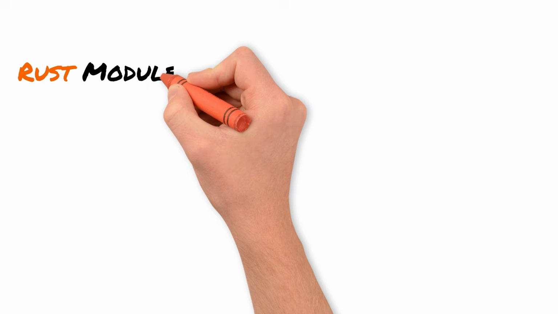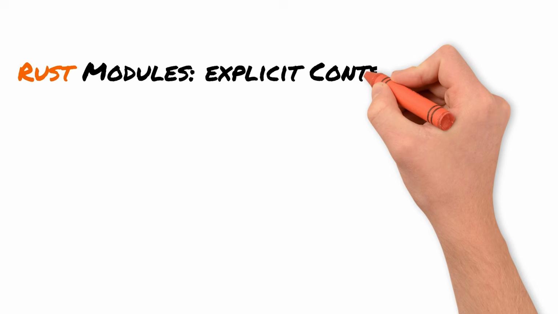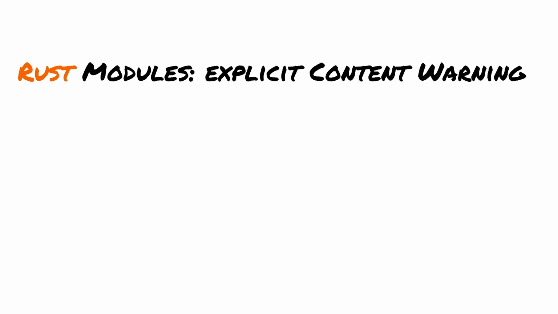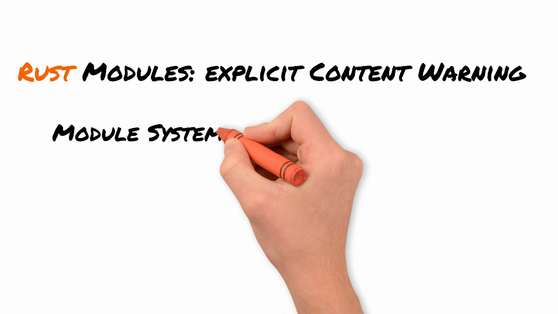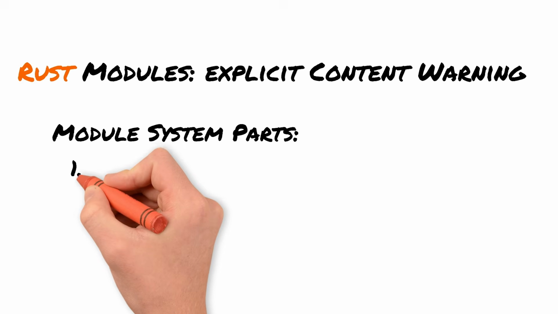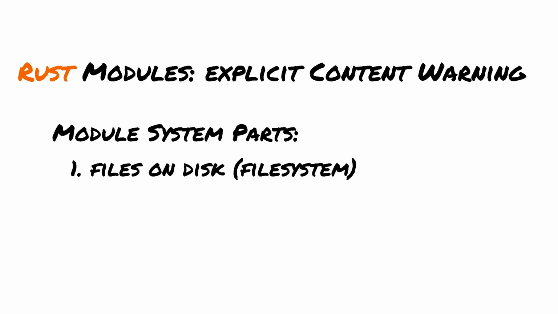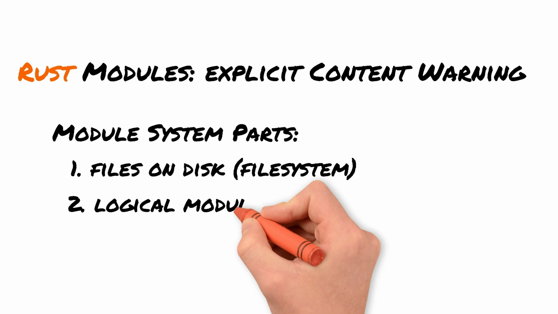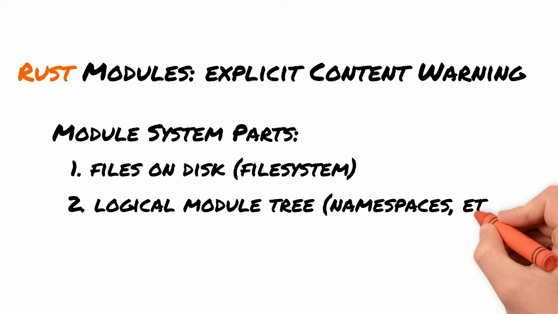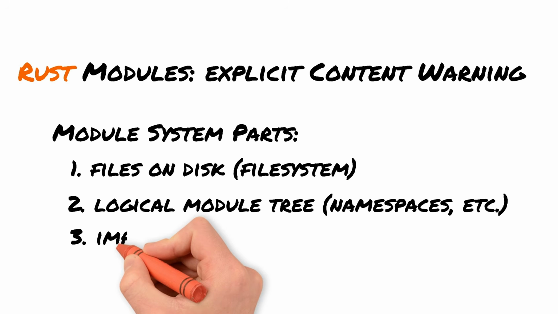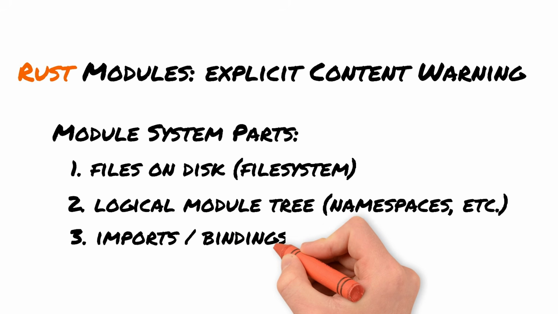Now, Rust's module system can be tricky to understand because other languages conflate and abstract away some of the details. For a module system, there's roughly 3 parts. There's the file system, which has the files on disk. There's the logical module tree, which has namespaces and the like. And there's the imports and bindings, which bring things into the current scope.